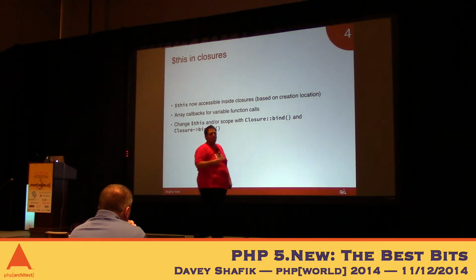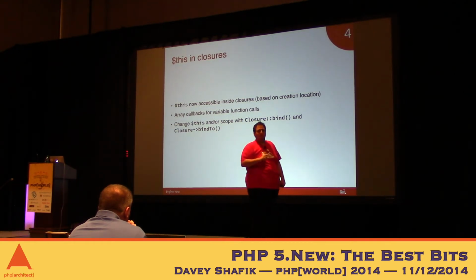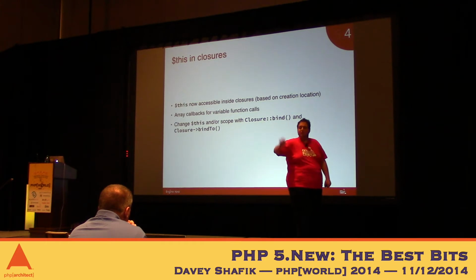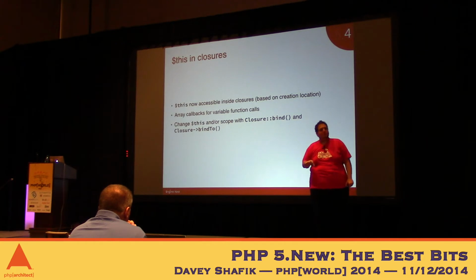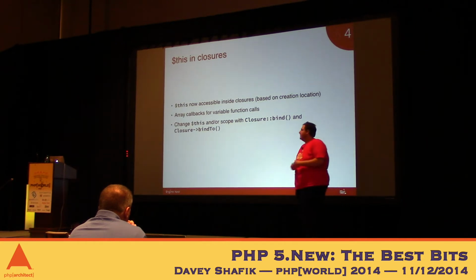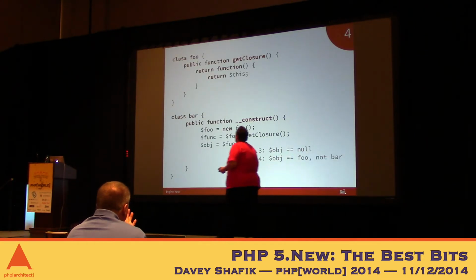It is now possible for you to say, I want this closure to pretend that it is of type foo, and it can now access all of the private and protected stuff inside of foo. Okay? So let's look at that.